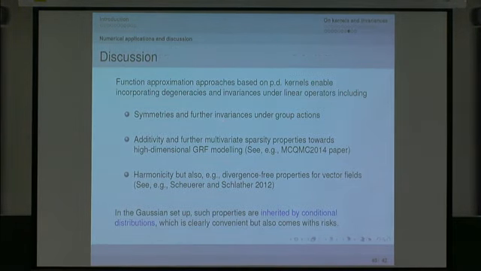So as a discussion, function approximation based on kernels enables us to incorporate degeneracies and invariances. So basically, this is the same story, right? You're in the null space of a linear operator that has some basic properties that ensure that everything exists. That includes symmetries and invariances under group actions. So even if the group is infinite, if you have a Lie group and you're able to integrate and so on, it generalizes. We have not done it, but it's written somewhere in a remark.